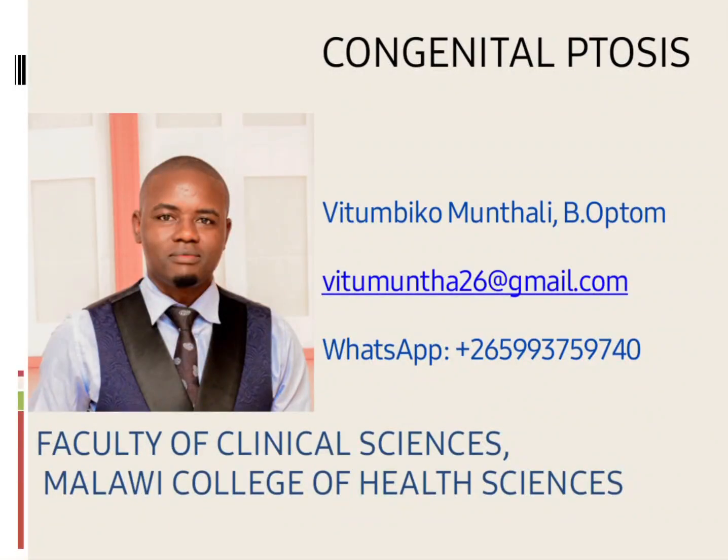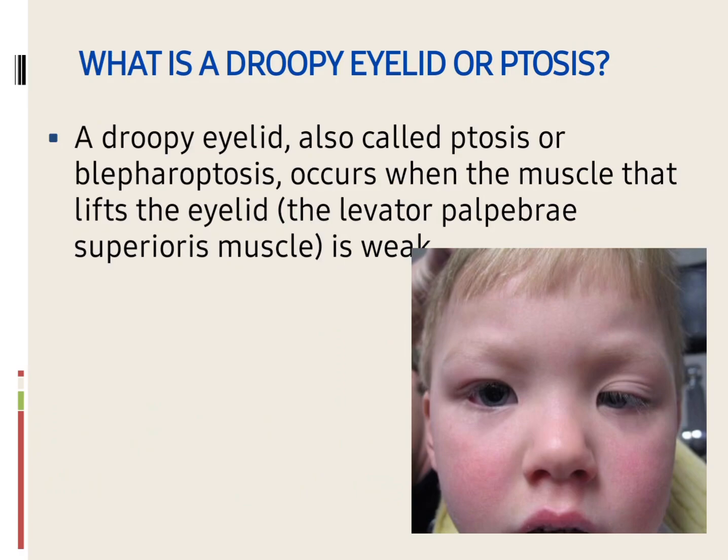Today I'll be talking to you about congenital ptosis. Congenital ptosis is a droopy eyelid. It is also called ptosis or blepharoptosis. This condition occurs when the muscle that lifts the upper eyelid is weak.